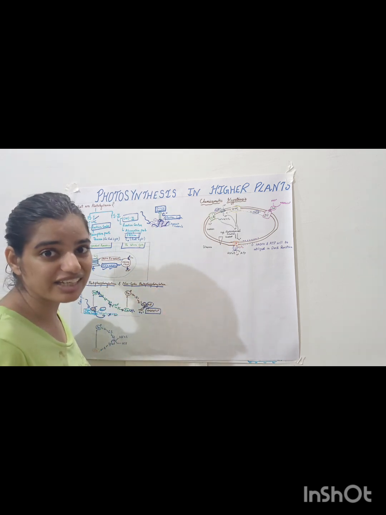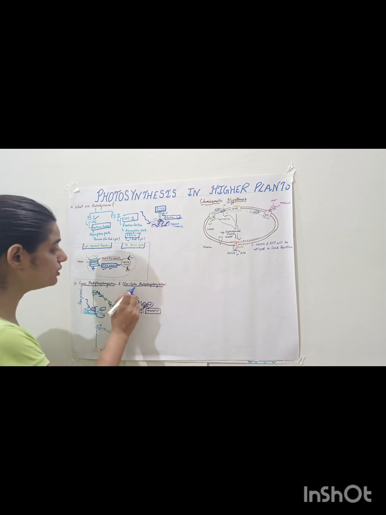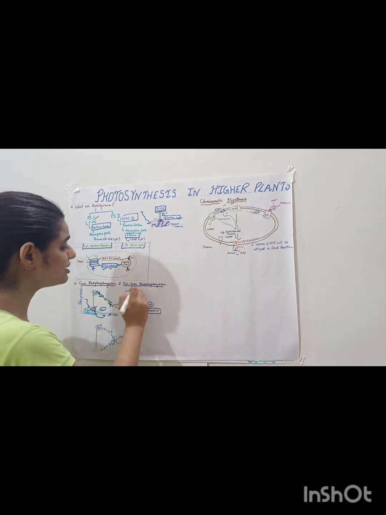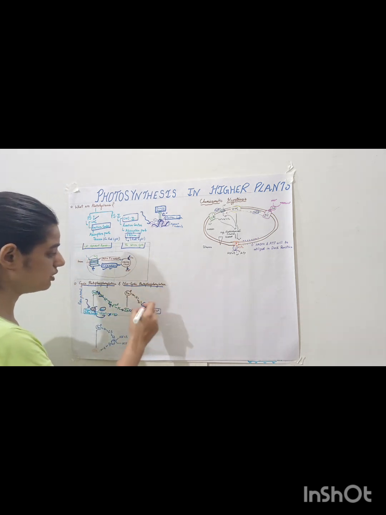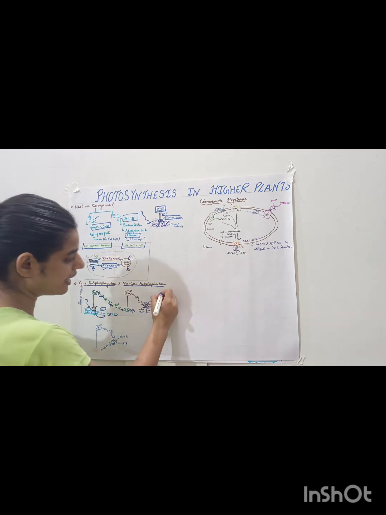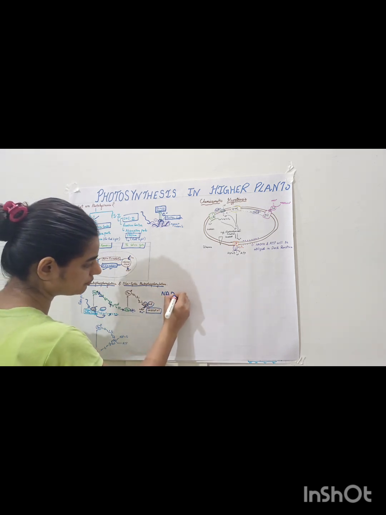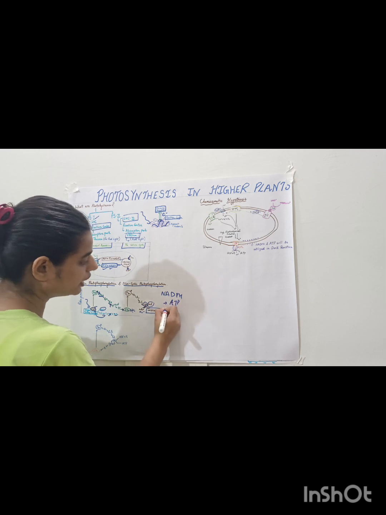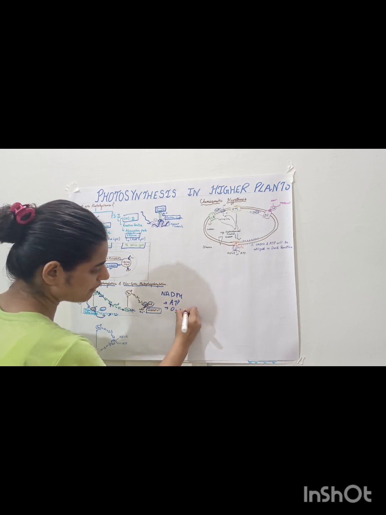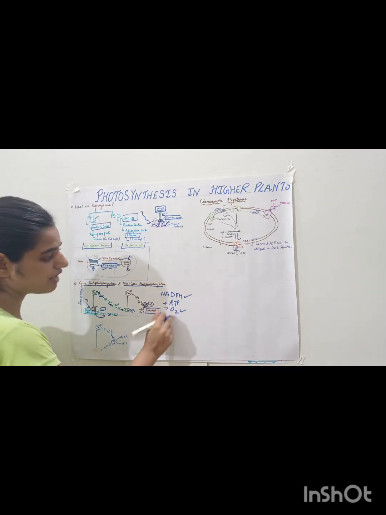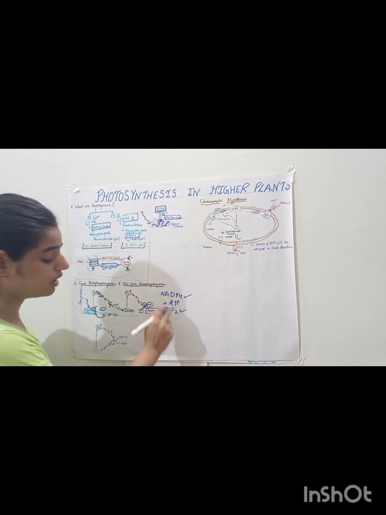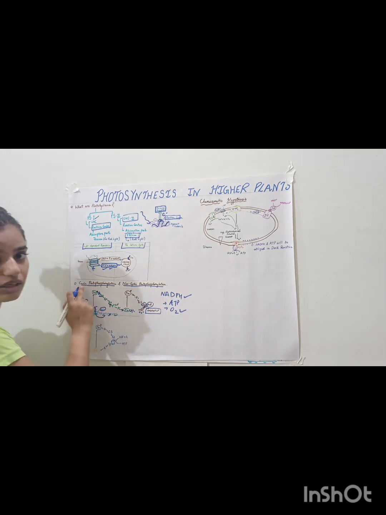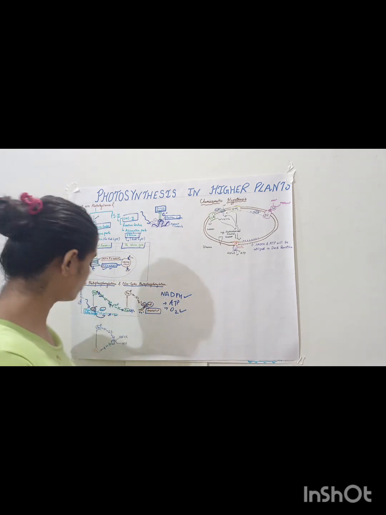Now what is cyclic? First, what are the products of non-cyclic photophosphorylation? The products are NADPH, ATP, and we are going to learn how the ATP is produced, and the oxygen. So we have seen the oxygen and we have seen the NADPH. Now we will learn the process of cyclic photophosphorylation.